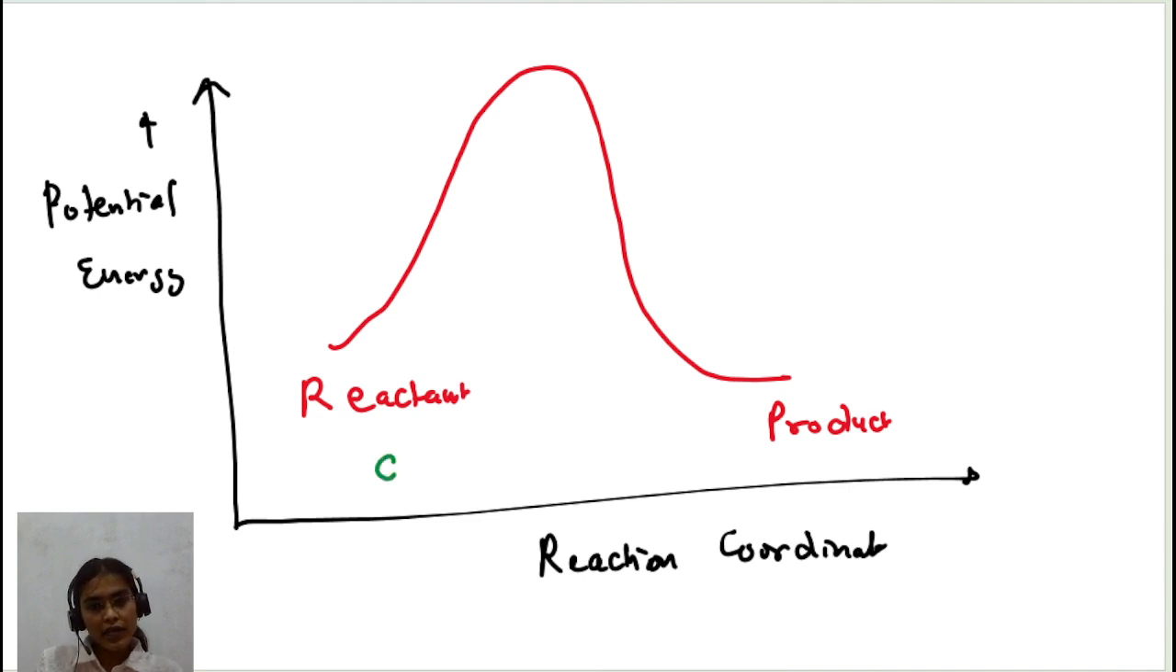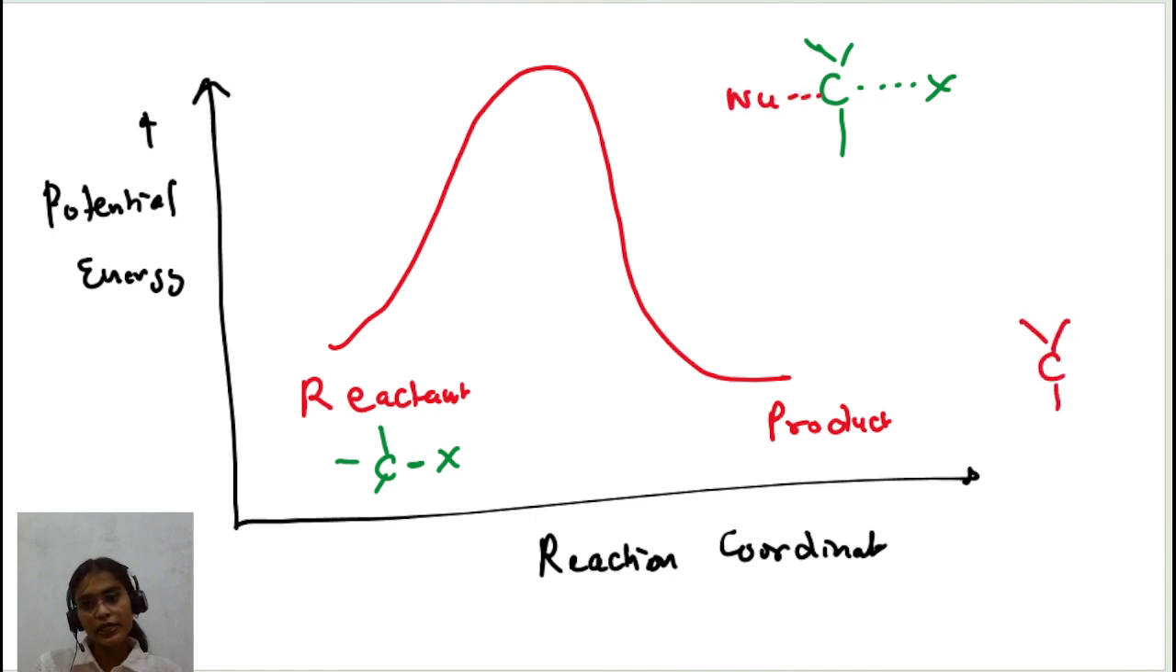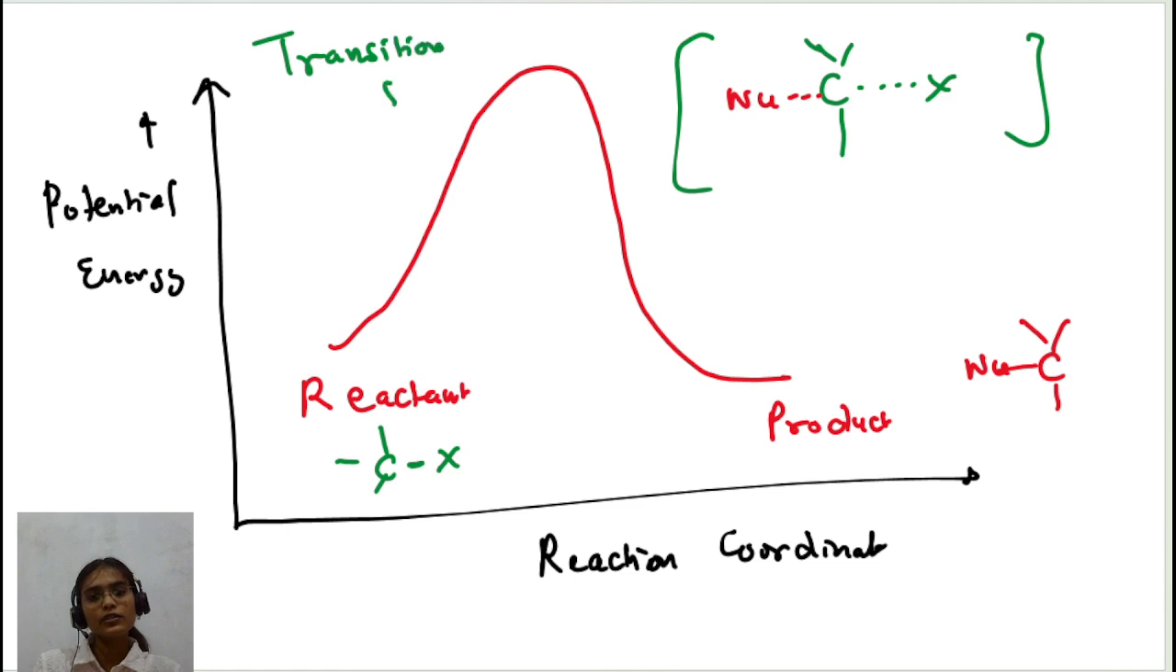How about the case here? First of all, we have this simple structure. There is some X group connected here. Basically, X starts leaving and the nucleophile starts attacking here like this. The last step is that we simply get the nucleophile connected here. This is known as a transition state.